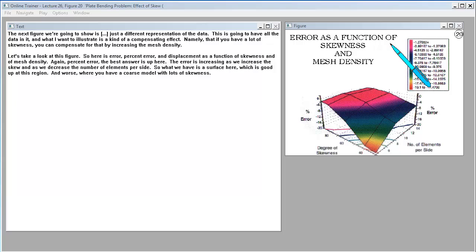So here is error, percent error in displacement as a function of skewness and of mesh density. Again, percent error, the best answer is up here. The error is increasing as we increase the skew and as we decrease the number of elements per side. So what we have is a surface here which is good up at this region and worse where you have a coarse model with lots of skewness.